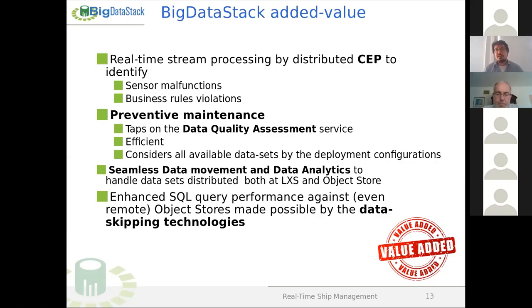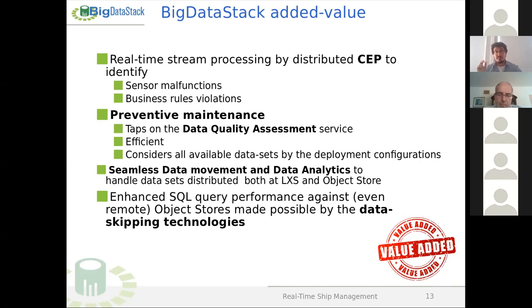So we're talking about real-time stream processing by distributed complex event processing. We use this to identify, first, sensor malfunctions that happen on board in order to tackle the data loss we described, and some very crucial business rule violations. The second one is the preventive maintenance algorithm, which uses the data quality assessment service of BigDataStack and efficiently predicts malfunctions on the crosshead bearings.